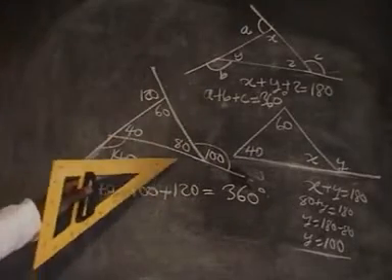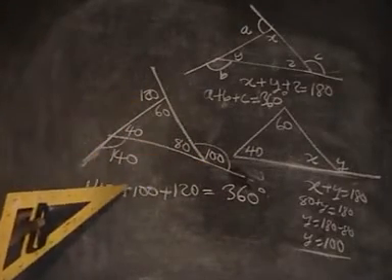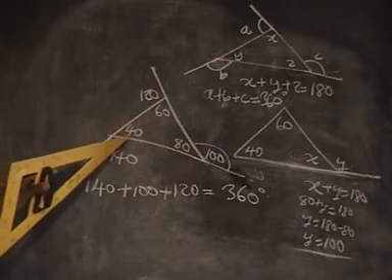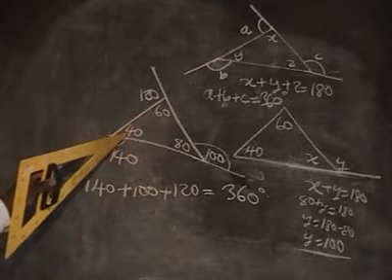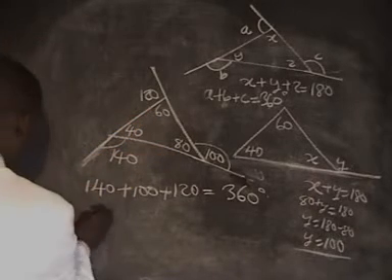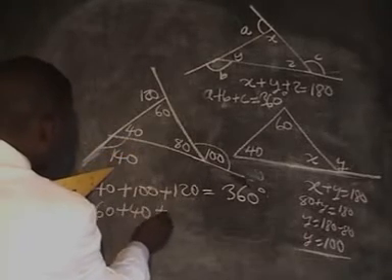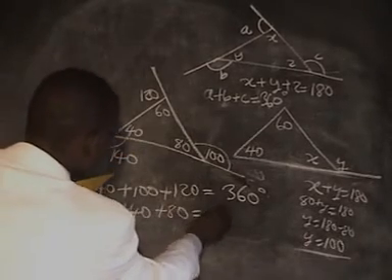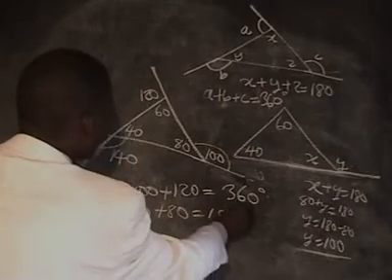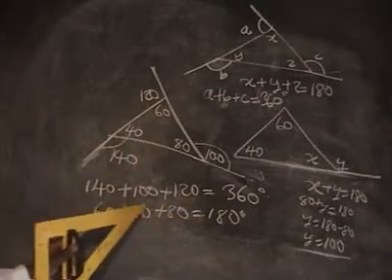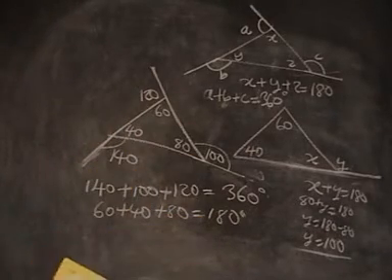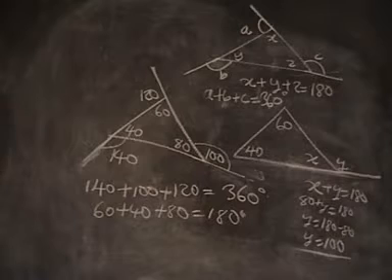These are the exterior angles, the outside angles. I'm sure that is understood. But for interior angles, 60 plus 40 plus 80, you get 180. These are the interior angles, inside angles. You get 180. But for exterior angles, you get 360 degrees as a sum.